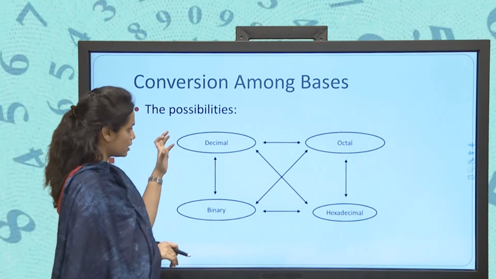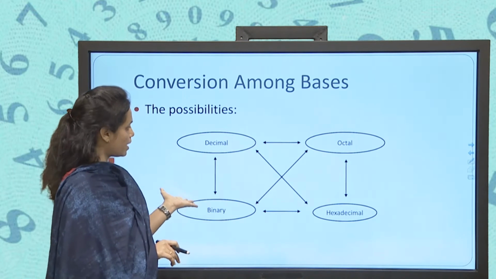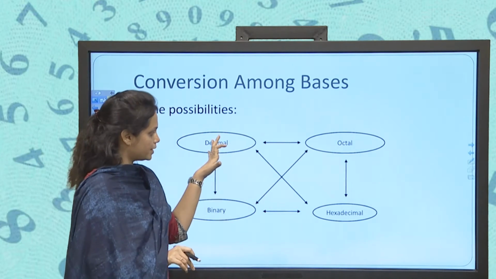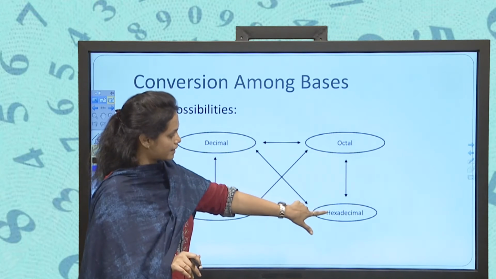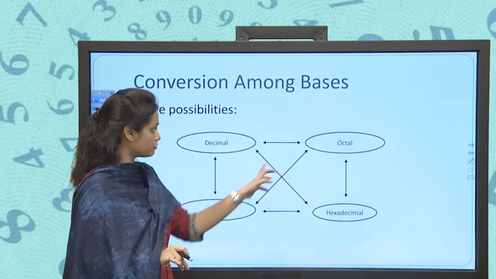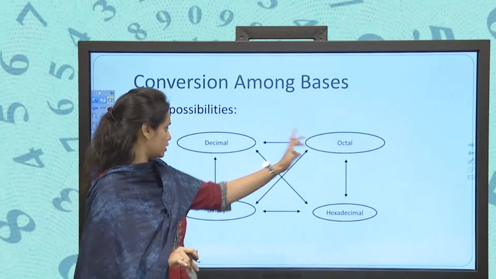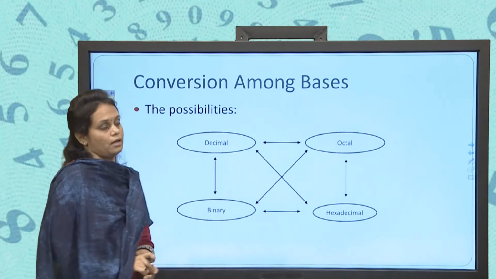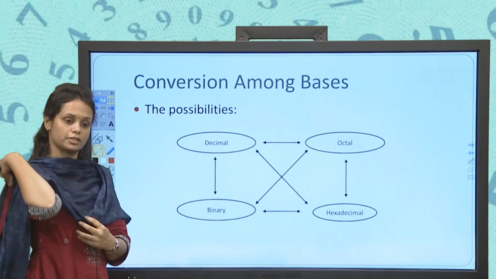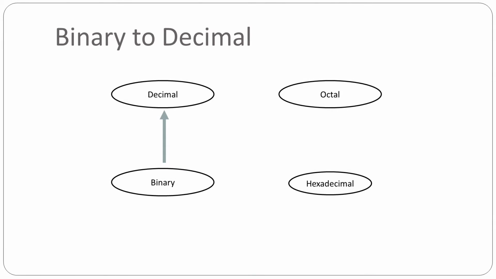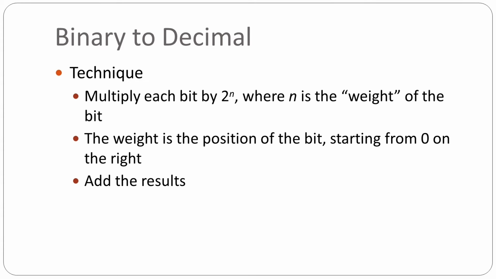That means we can convert our decimal number to binary as well as binary number to decimal, decimal number to octal as well as octal number to decimal, octal number to hexadecimal, hexadecimal to octal, hexadecimal to binary, binary to hexadecimal, also from octal to binary, binary to octal, and decimal to hexadecimal and hexadecimal to decimal. Fine. Now see, first we will see these conversions one by one. First we will see the first conversion, that is binary to decimal, right.